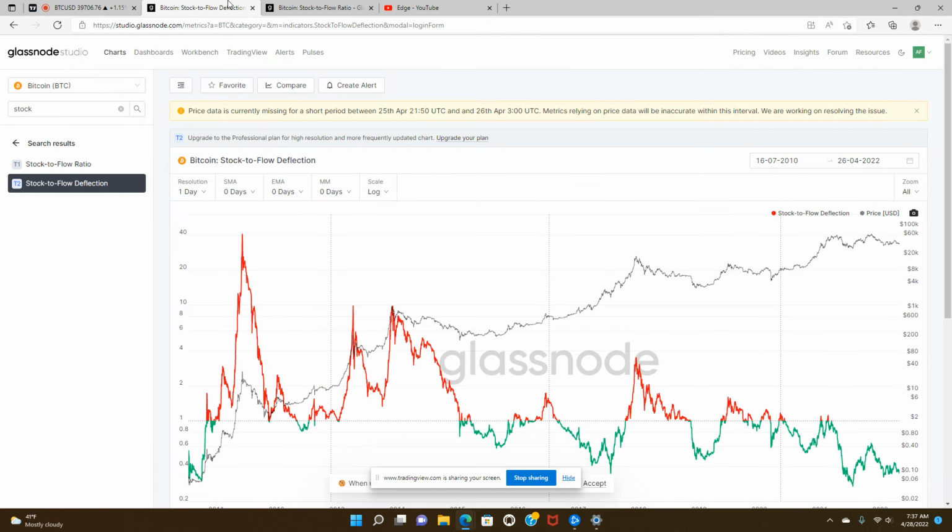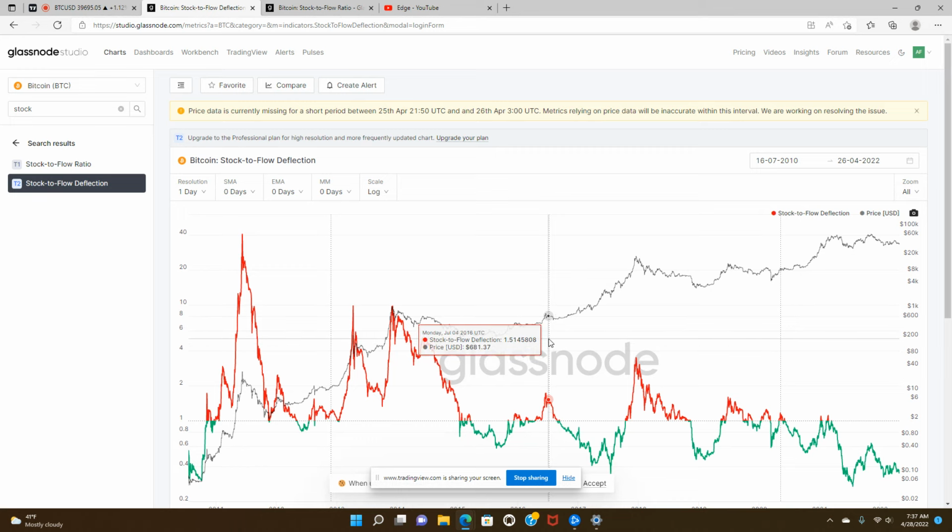In order to do that, we need to go over to the stock to flow deflection chart. And right here, you can see Glassnode has the dotted lines marking the halvings. So it has the 2012 halving here, the 2016 halving here, and the 2020 halving here. And now what I want to draw your attention to is that after each halving, you see that the stock to flow deflection indicator starts to go parabolic, right? So here you get the parabolic spike, and then you get a little bit of a cool off, and then a parabolic spike back up to those highs. And then there's your bear market top.